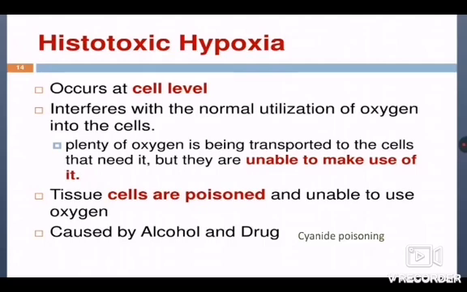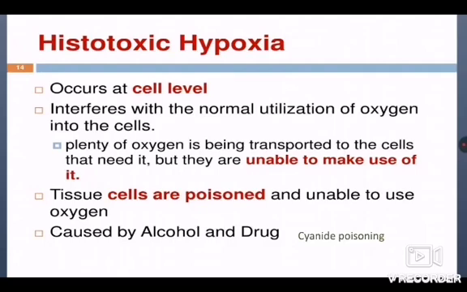Histotoxic hypoxia. This type of hypoxia occurs at cellular level. There is no problem in ventilation, there is no problem in perfusion also. But there is some problem in the cell. The tissue cells are poisoned. This interferes with the normal utilization of oxygen in the cells. Plenty of oxygen is being transported to the cells that need it, but they are unable to make use of it. Tissue cells are poisoned and unable to use oxygen. This is mainly caused by alcohol and drugs, and one important example is cyanide poisoning.